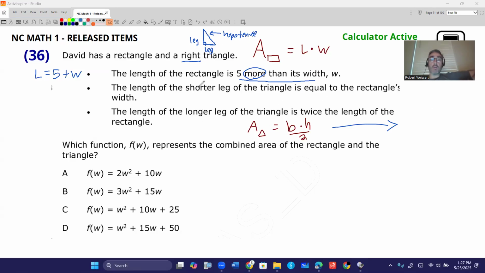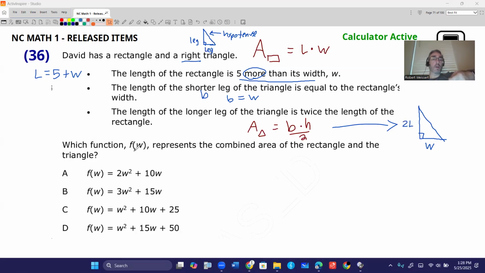So the length of the shorter leg, let's call it the base of the triangle, is equal to the rectangle's width. I'm going to make a little right triangle here, and the shorter leg, the base, is equal to the width of the rectangle. So I'm just going to say W. So B equals W. The length of the longer leg of the triangle is twice the length of the rectangle, so that's going to be 2 times L.